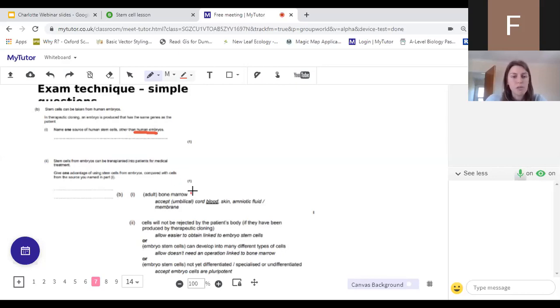And then for part 2, remember that's 1 mark again. So that was give one advantage of using stem cells from embryos compared with cells from the source you named in part 1. So say that's bone marrow. Why is it an advantage of using stem cells from embryos compared with bone marrow? And as we talked about, you could have that cells would not be rejected by the patient's body if they've been produced by therapeutic cloning. Allow easier to obtain linked to embryo stem cells.